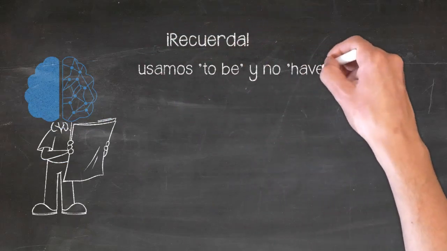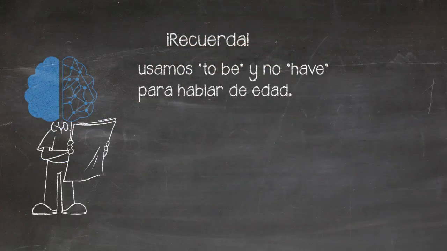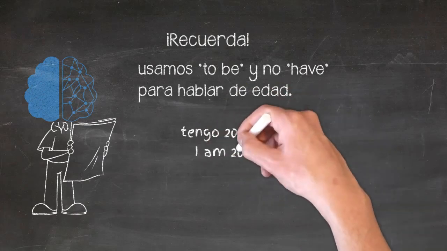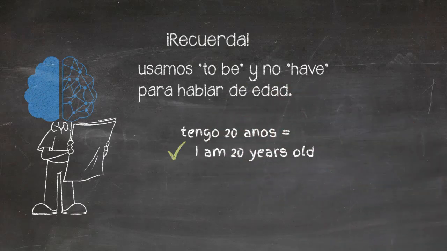Recuerda, en inglés usamos to be y no have para hablar de edad. Entonces, tengo 20 años es I am 20 years old. Y no I have 20 years.